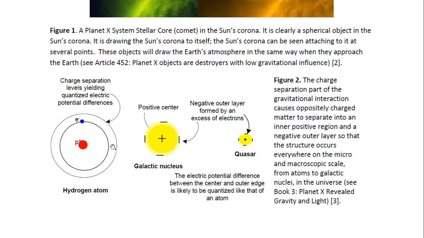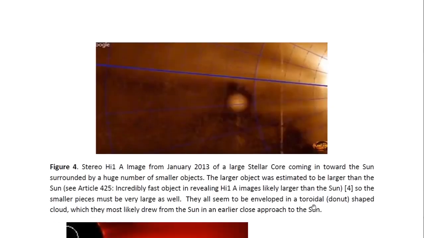And you see the simplest atom we can have here. That's the hydrogen atom. It has one proton in the nucleus, one electron in its outer layer. The same structure. Positive, dense interior, low density, negatively charged outer layer. And the same will occur with a galactic nucleus, with a star, a planet, a quasar, which is a protogalaxy. They will all have the same structure. And for more details on that, you may look at Book 3, entitled Planet X Revealed Gravity and Light.